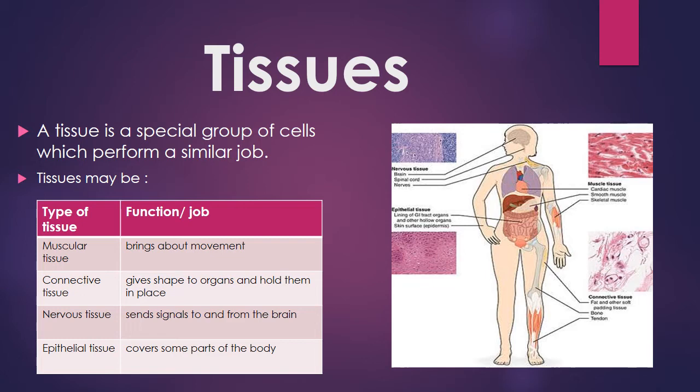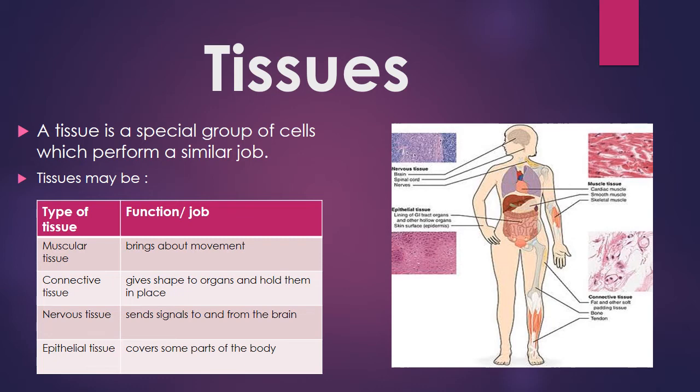Nervous tissues send signals to and from the brain. So basically the nervous tissues send messages from the brain to all parts of the body, and from all parts of the body to the brain. Epithelial tissues cover some parts of the body, as they form the outer lining of our digestive system. So these are the outer covering of some of the parts of the body. So this is all about tissue.